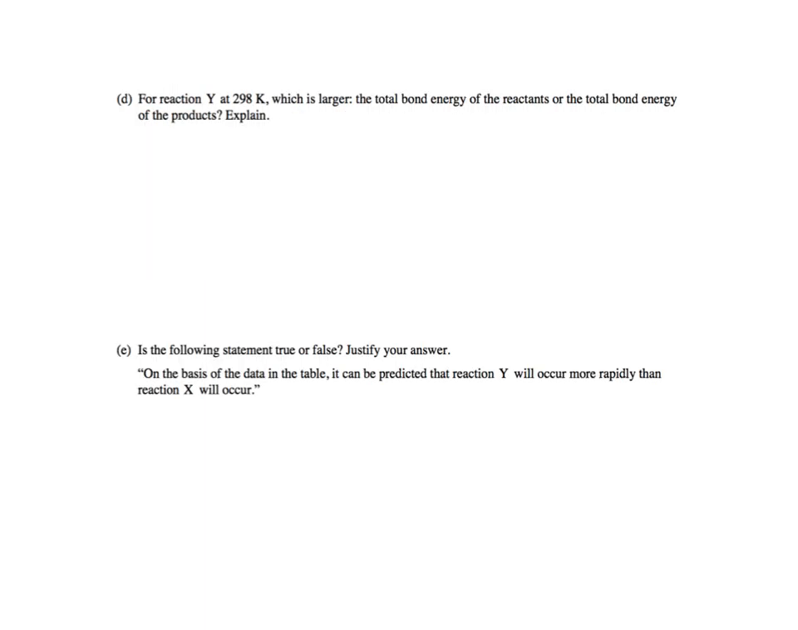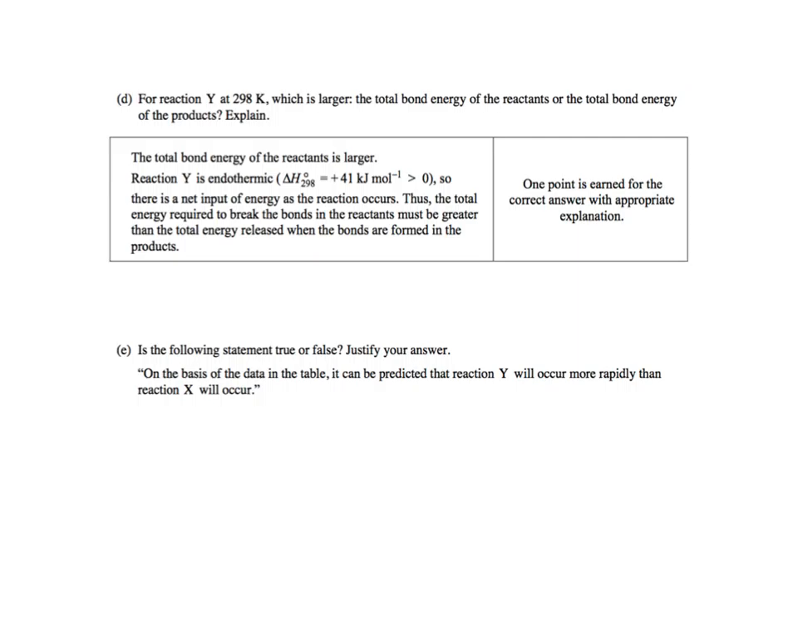If you look back at the table, we see that for this reaction Y, the reaction is endothermic. This means it takes more energy to break the bonds of the reactants than is released when the products form. So that means the bond energy of the reactants is higher. So I'll show you that. So that looks like that.